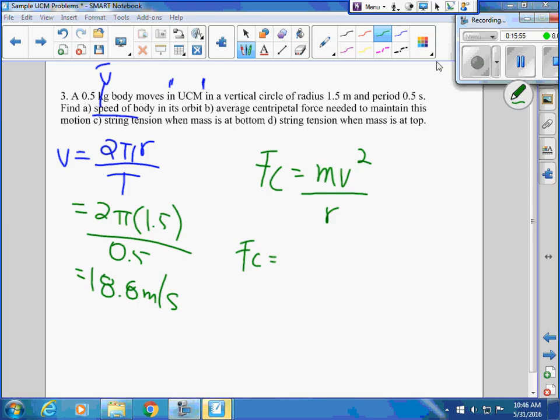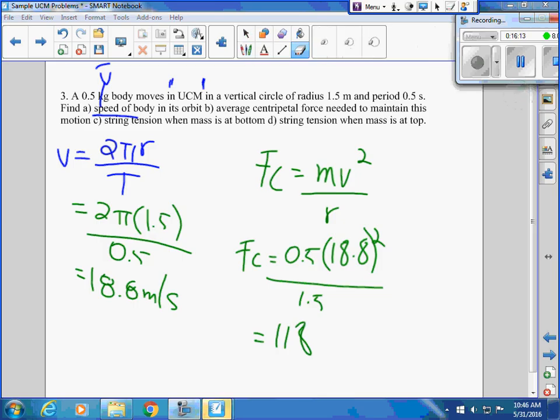The mass is 0.5. The velocity is this number here, 18.8. So we get an average centripetal force of 118 newtons.